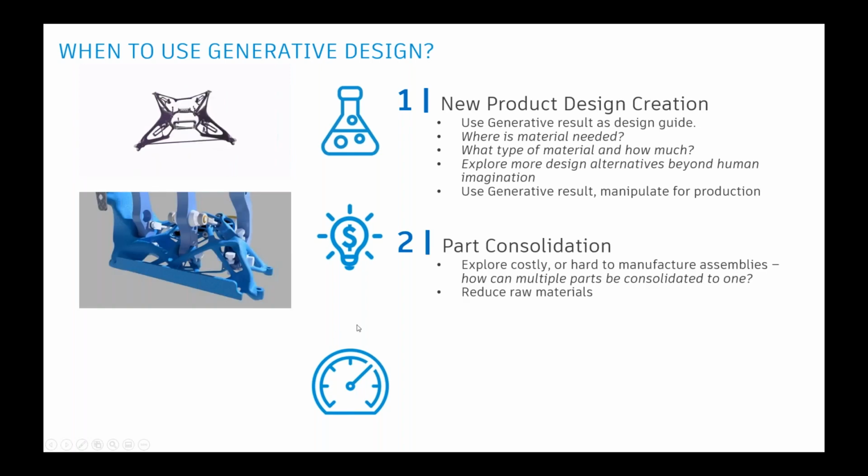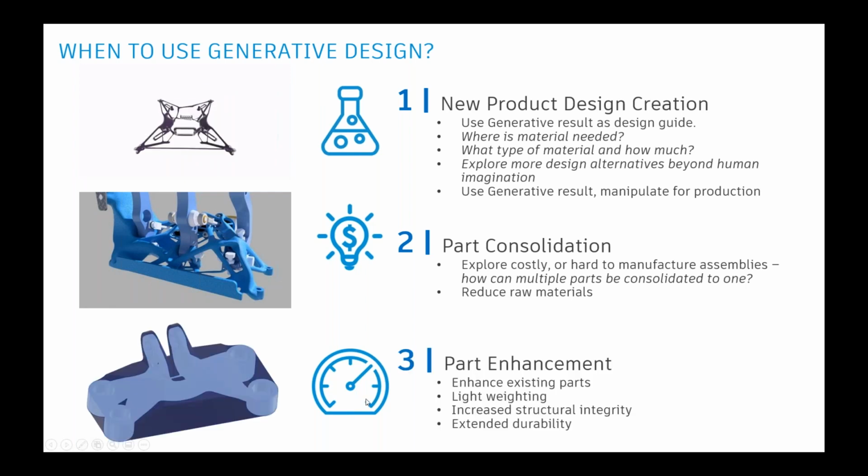Next would be part consolidation. So do you have costly or hard to manufacture assemblies? You can put those into generative design and perhaps see if you can consolidate that into a single body based on how generative design sees the constraints and sees the loads and what the load path needs to be. And thereby you can reduce the amount of raw materials getting utilized. You can reduce the number of components that go into that assembly and hopefully come up with a better outcome than the as-is assembly.